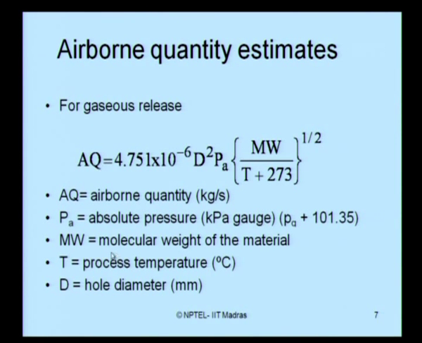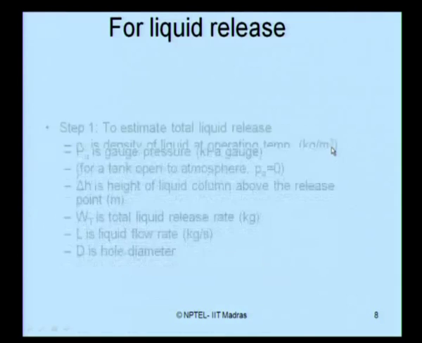I am looking for the whole diameter in millimeters. So once I have these data with me in the respective units, I substitute them here to find AQ in kg per second. It means so much kilogram of the chemical will be released in a gaseous format per second. That is what I will get from this equation.